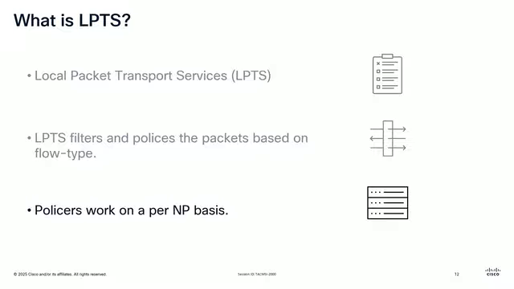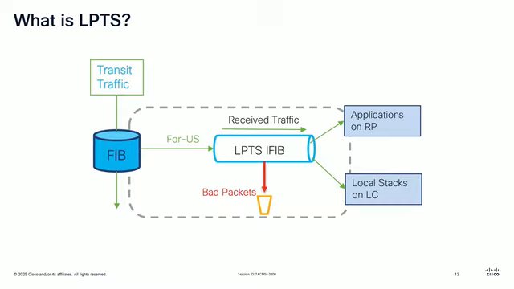And to explain better how LPTS works, I would like to use this diagram. Here, we will have the router accepting the packet and it will go to the FIB. If the FIB detects the packet is a for-us packet, it will be sent to the LPTS IFIB. Here, LPTS will decide if the packet needs to be processed by the RP or the line card CPU. Otherwise, LPTS will drop that packet. But how can we know why LPTS is dropping the packet? Well, here Ricardo will start letting us know how to troubleshoot LPTS drops.